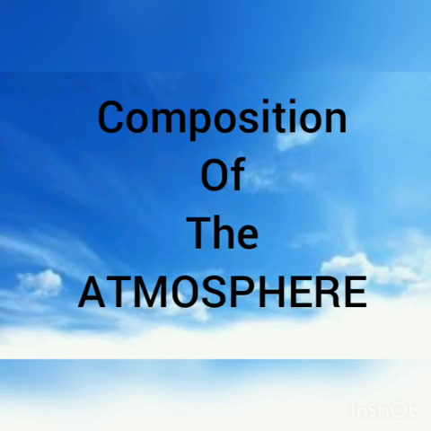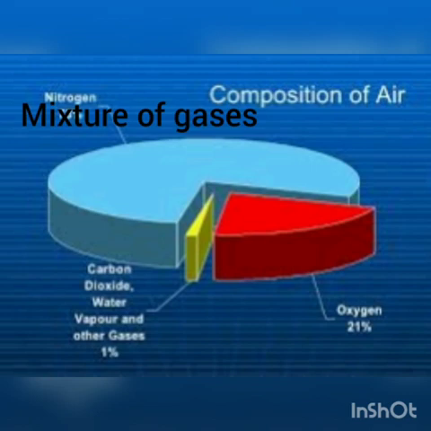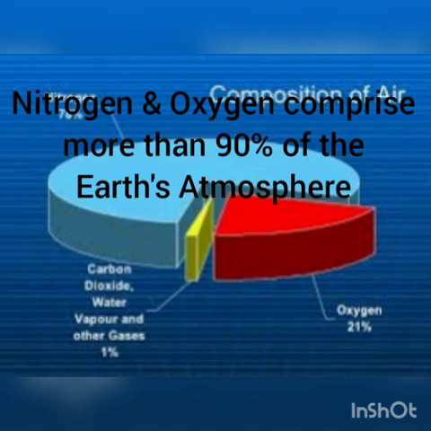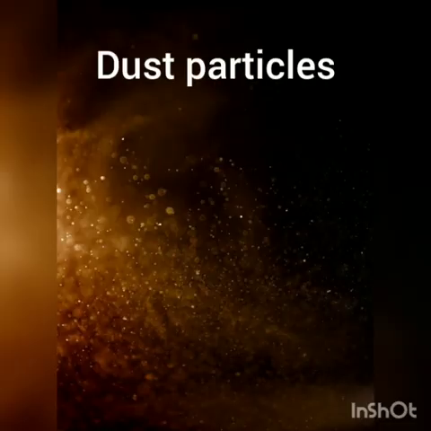What is the composition of the atmosphere? The atmosphere is comprised of a mixture of many gases: nitrogen, oxygen, carbon dioxide, helium, ozone, argon, etc. Nitrogen and oxygen are two gases which make up the bulk of the atmosphere. Apart from these gases, tiny dust particles are also present in the air.